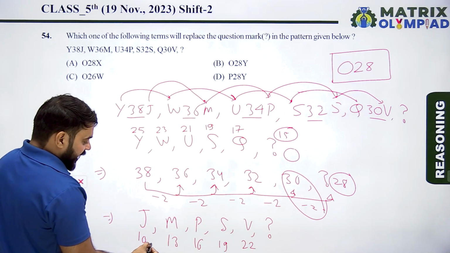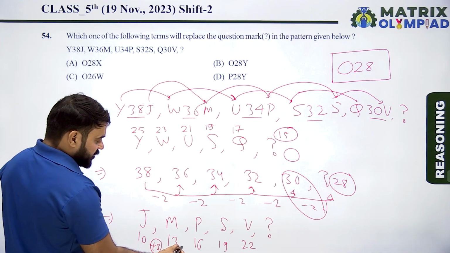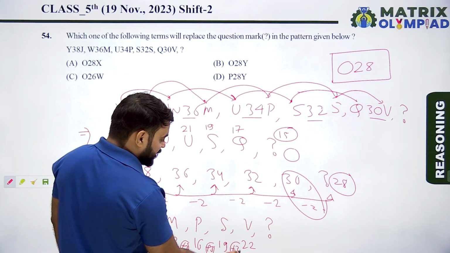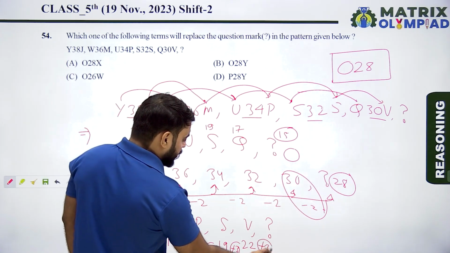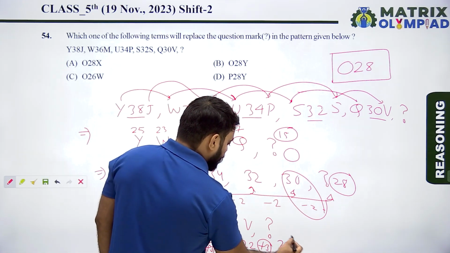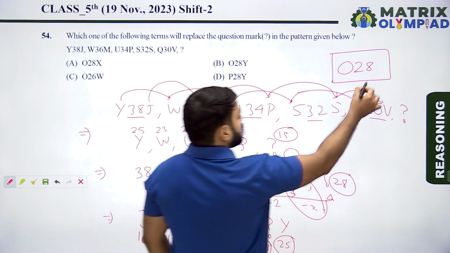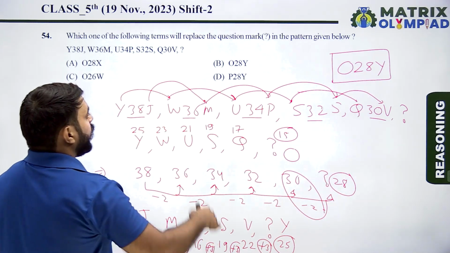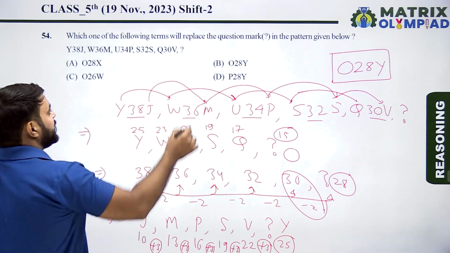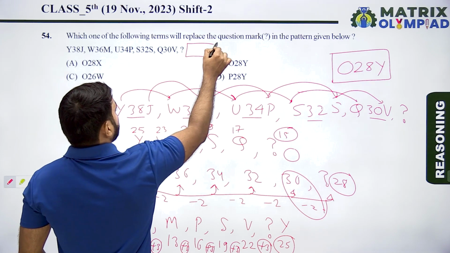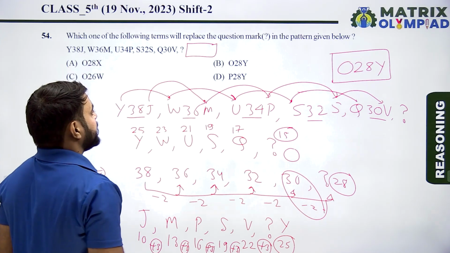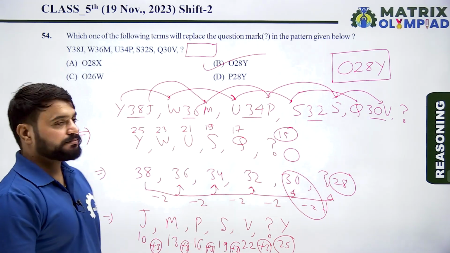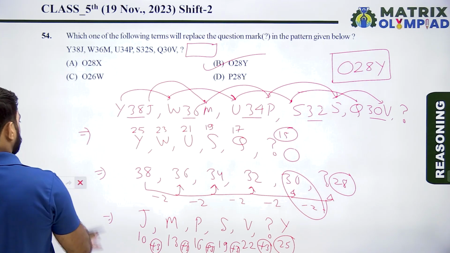So pattern is 10 plus 3, it means 13. 13 plus 3, it means 16. Now 16 plus 3, it means 19. 19 plus 3, it means 22. Similarly, 22 plus 3, it means 25. So Y. So position of Y in English alphabet is 25. So here O28Y is the missing term of given number and alphabet series. So here option B is the correct answer of this question. Okay, let's move on to the next question.